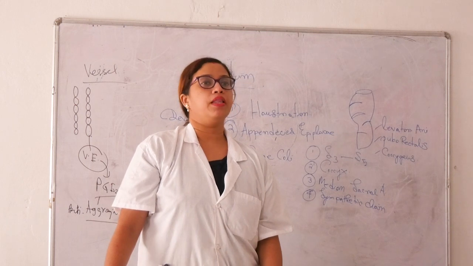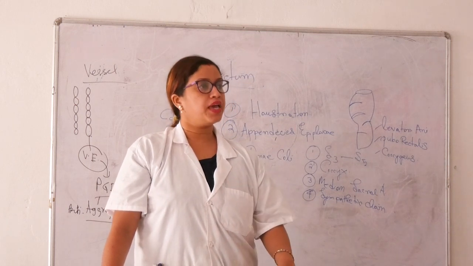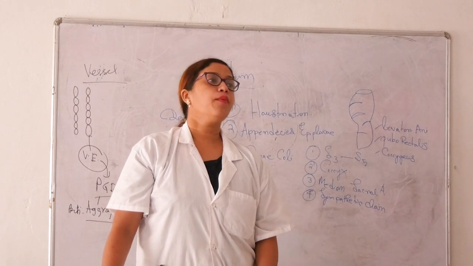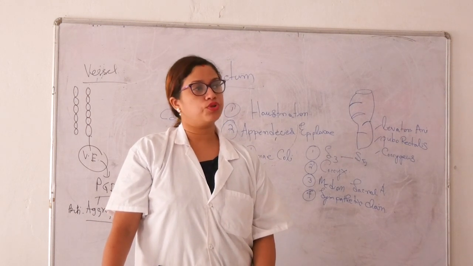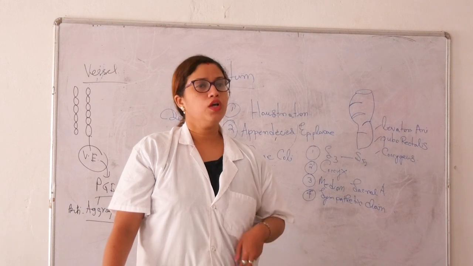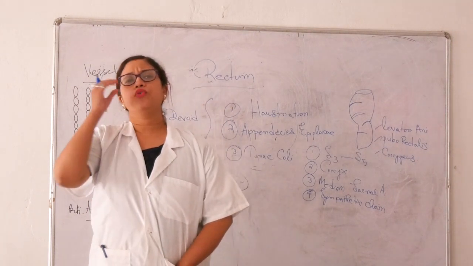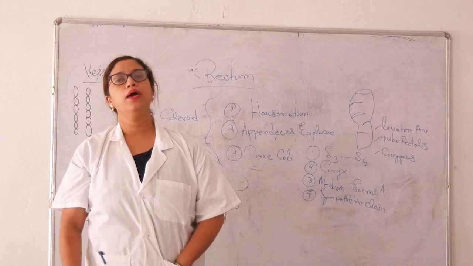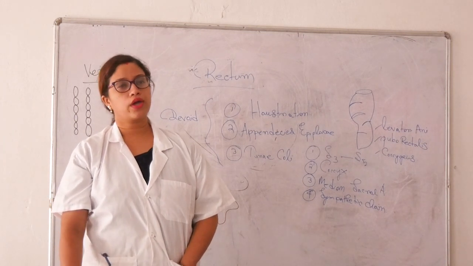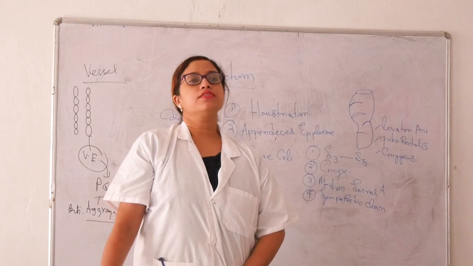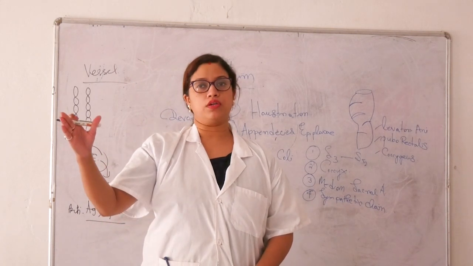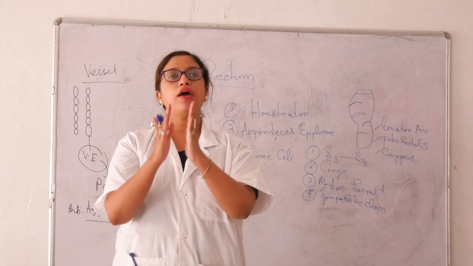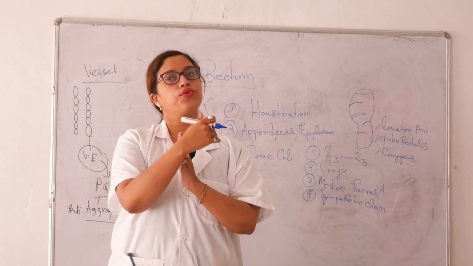In case of female, any collection from the uterus or urinary bladder, anything, will collect where? In the pouch of Douglas. If there is extra bleeding or any infection in the uterus, where will it collect? Pouch of Douglas. Then the next structure, in case of female: rectum, then you have the uterus, and in between is the recto-uterine pouch.